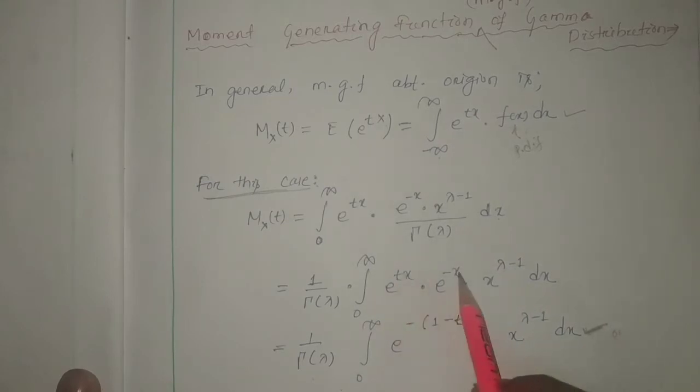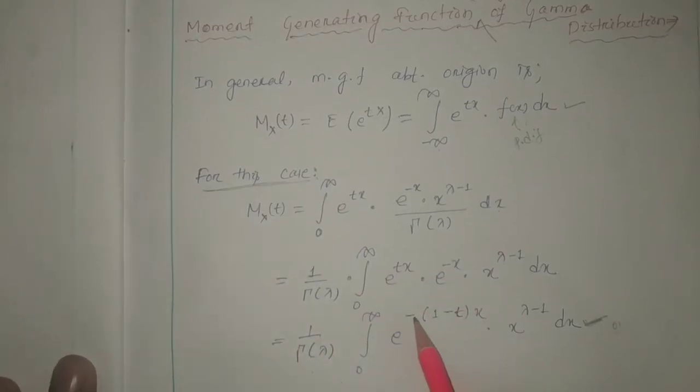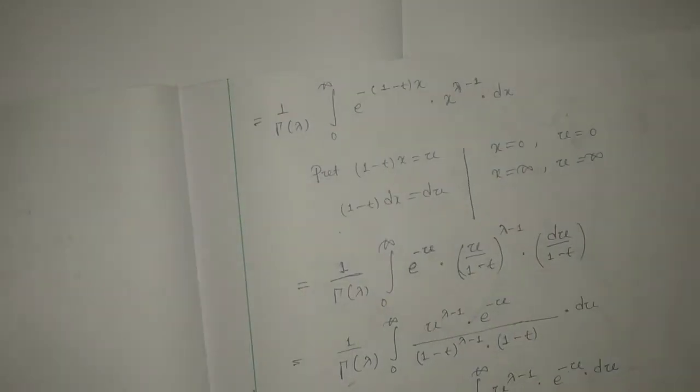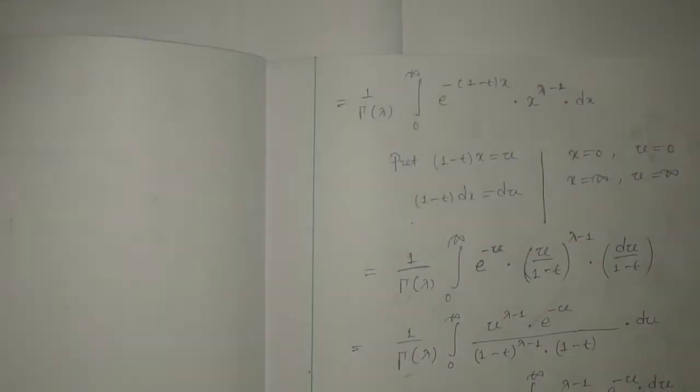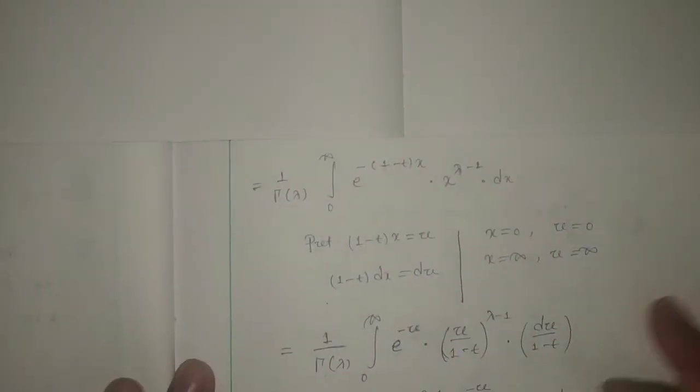See, if I add it, it will be tx minus x. If I take minus common, then it will be minus 1 minus t into x, and this term, that is your x to the power lambda minus 1 into dx. Okay. Now, here I have written the same thing again on the next page. It will be easy for me to explain that.